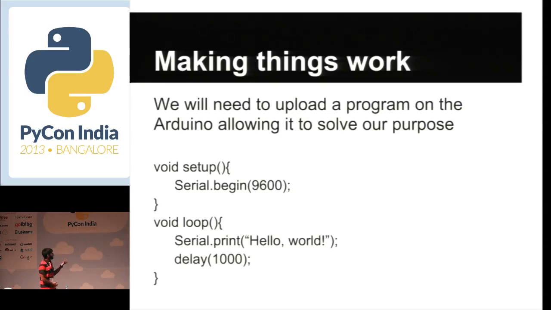So we will need to upload a program on the Arduino board to solve our purpose. This is another simple example in which we have the setup function and the loop function. In the setup function, I am initializing my serial port so I can send or receive data over the serial port. In my loop function, I am simply printing hello world and waiting for a second.